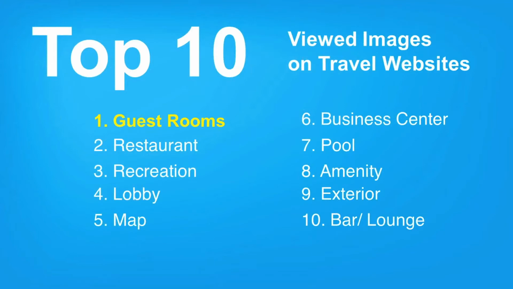And the fact that restaurants is the second most viewed category, recreation is the third, and notice exterior is ninth, provides insight into the fact that consumers don't really care about the outside of the building, but rather they're interested in what the room looks like, where they're going to eat, and what they're going to do when they get there. In other words, the consumer is looking to understand what their experience is going to be at the hotel.